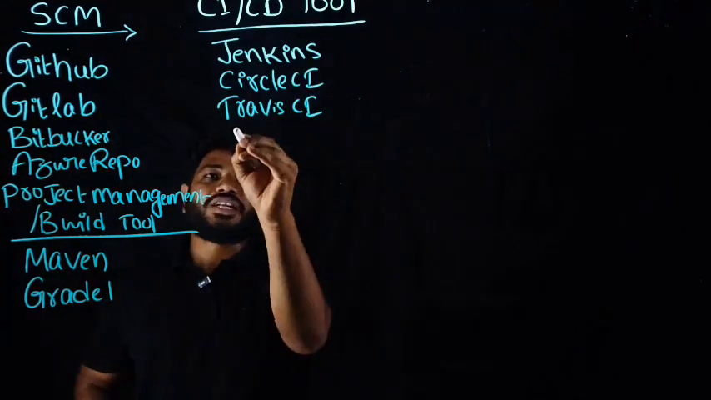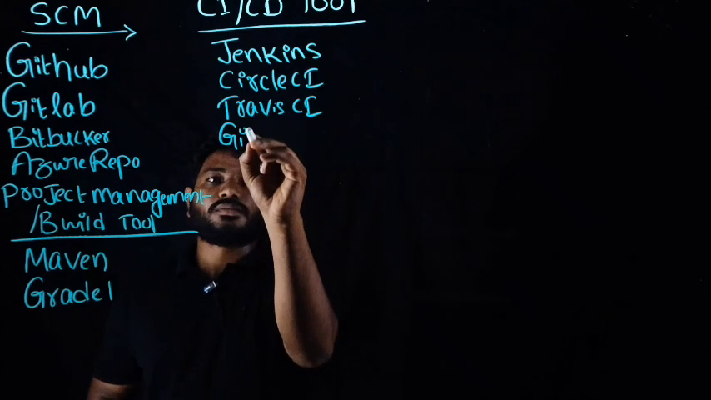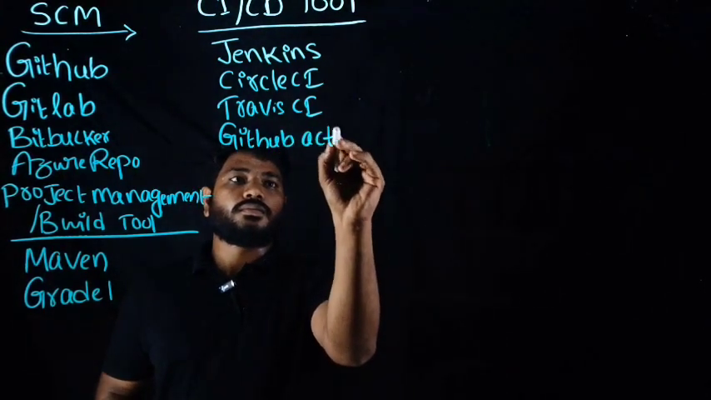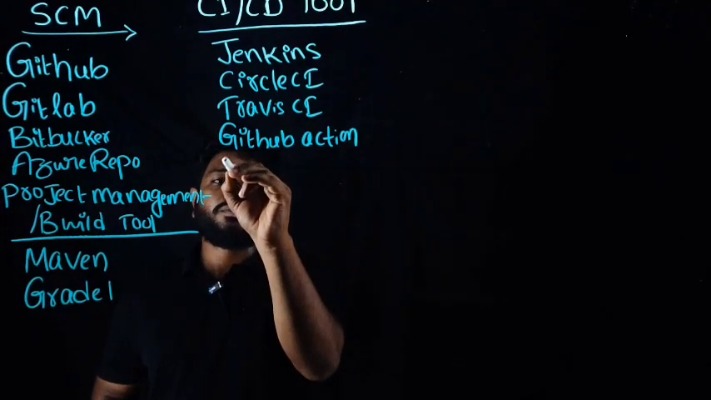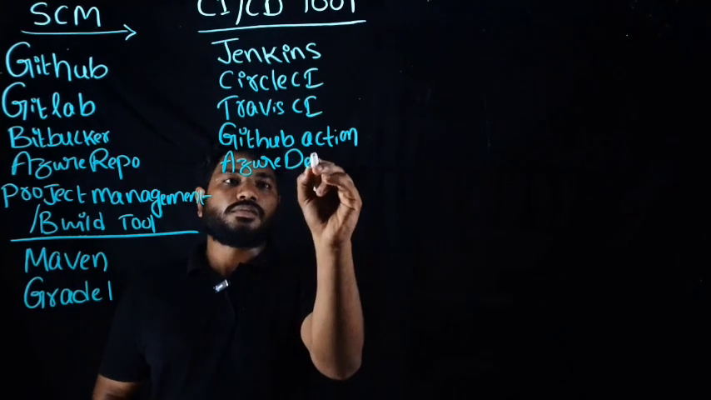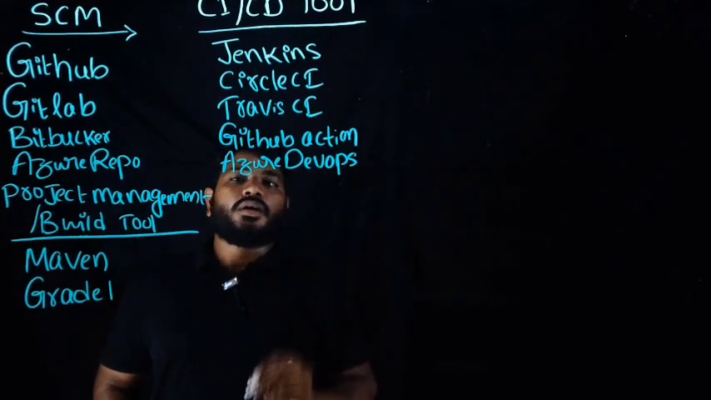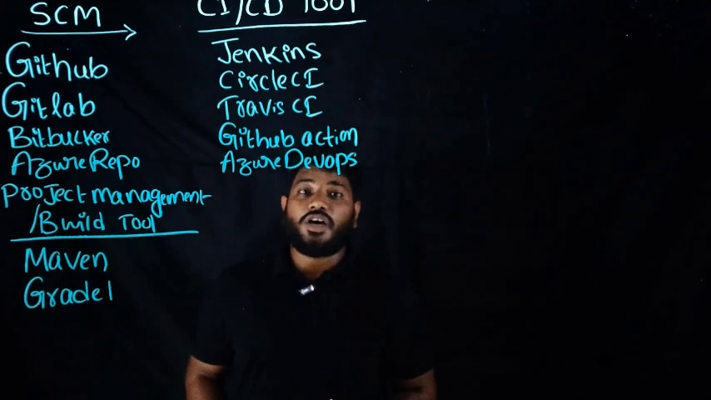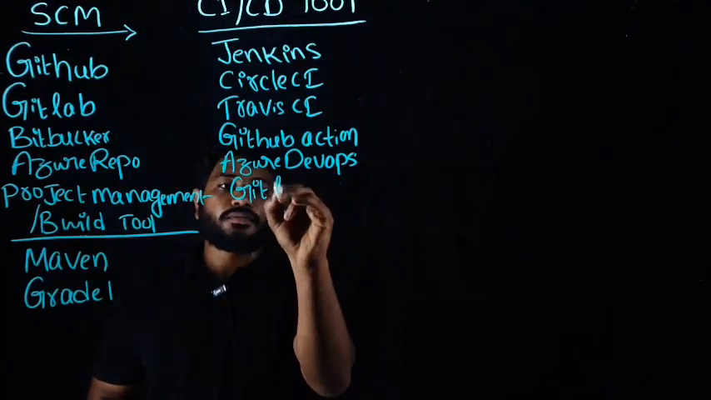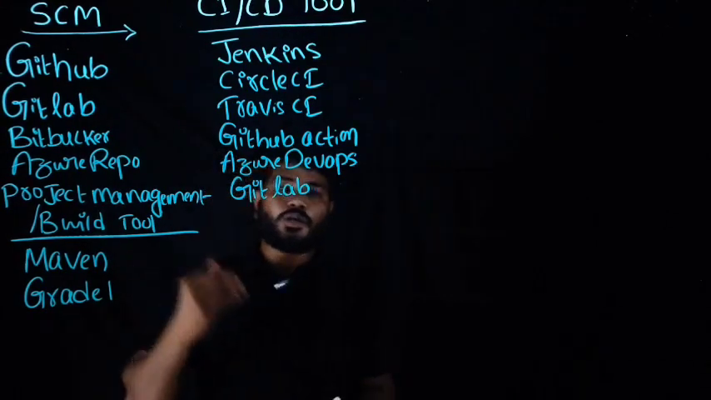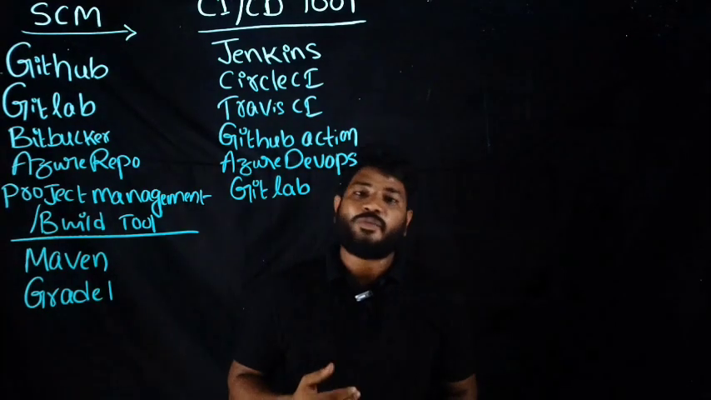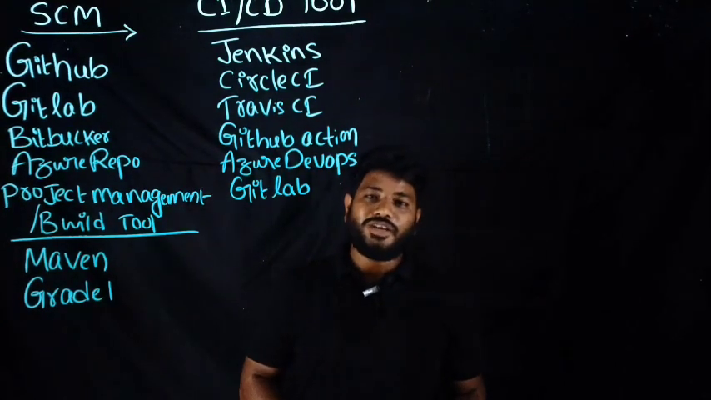and we have GitHub Actions, and we have Azure DevOps. Last but not least, we have GitLab. These are all the tools used in the current market as continuous integration, deployment and delivery tools. And we have other tools also.